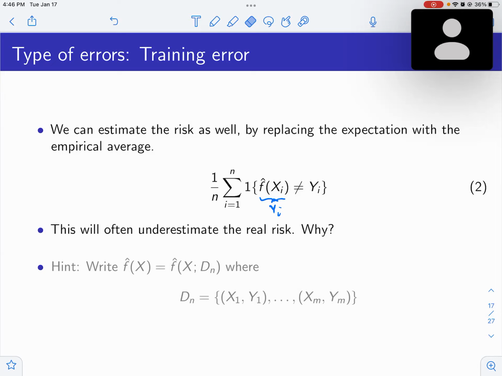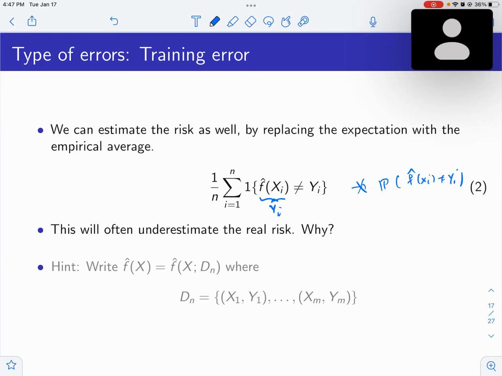I count how many errors I make, and this is going to be empirical. We want to claim that this converges to the probability that f hat of xi is not equal to yi, but it is not going to converge to that. This is going to be a biased estimator. It's going to underestimate the real risk. I want you to think about why that is, and that's why you do the training-test split. In this case it doesn't matter much; you'll see the training and test error are very close, so this is actually a good estimator in our case.